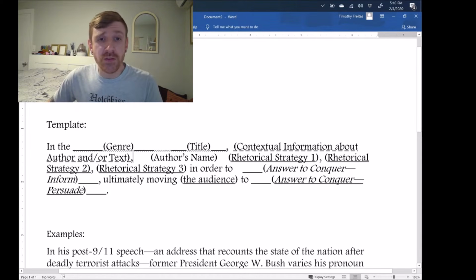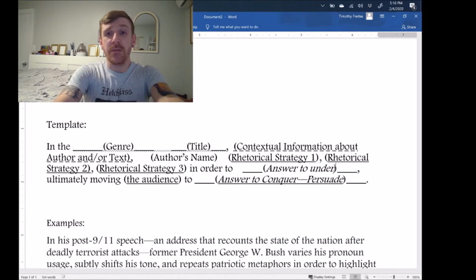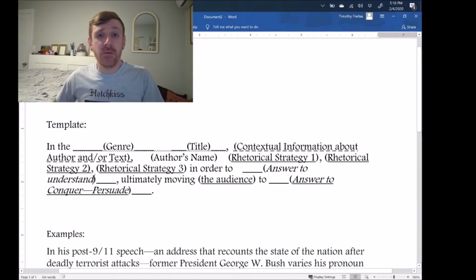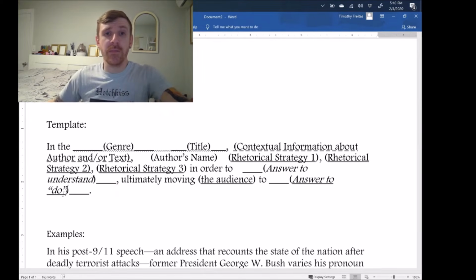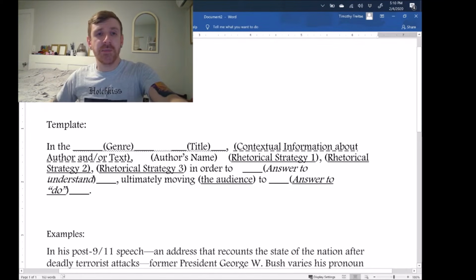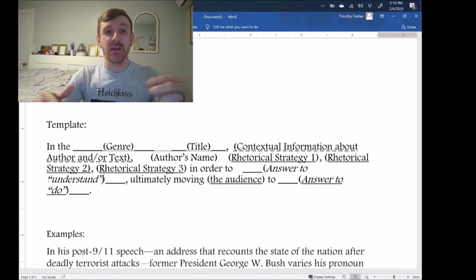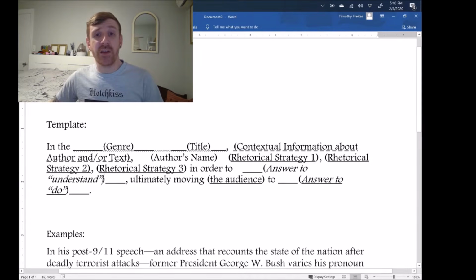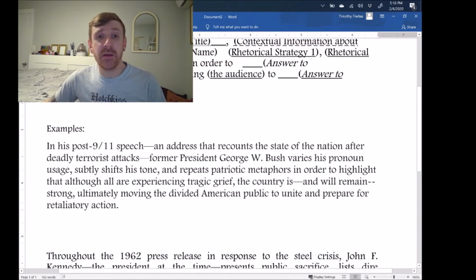Then we have in order to, and then it says answer to the conquer, and I'm going to actually switch this right to where it says understand. I'm going to just put answer to understand. And then we have ultimately moving, insert the audience, and then answer to, okay, the do. Okay? And the reason why here is because if the kids have found out this information, they've already written this idea of what the purpose is, and then they just have to go and find choices. They can just fill this in. So here's an example of one that has been filled in.